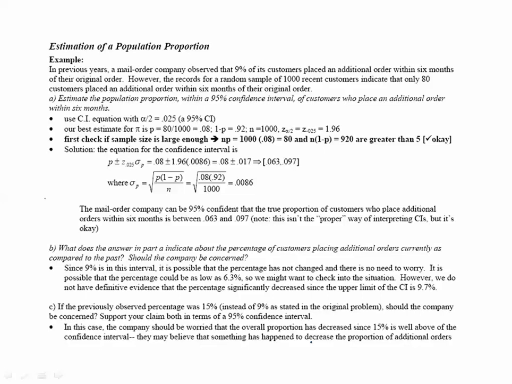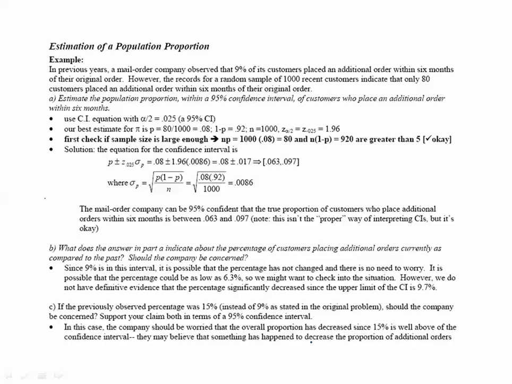In previous years, a mail order company observed that 9% of its customers placed an additional order within 6 months of the original order. However, from a sample that they've selected, they found that of 1,000 recent customers, there were only 80 customers who placed an additional order within 6 months of their original order. So we want to estimate the population proportion of customers who placed an additional order with a 95% confidence interval.